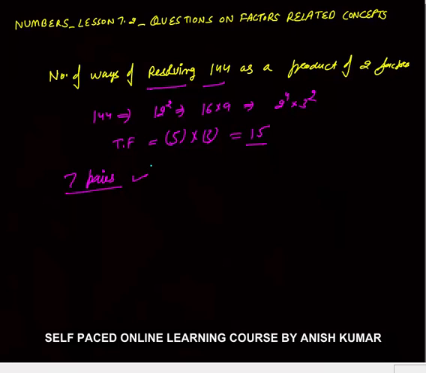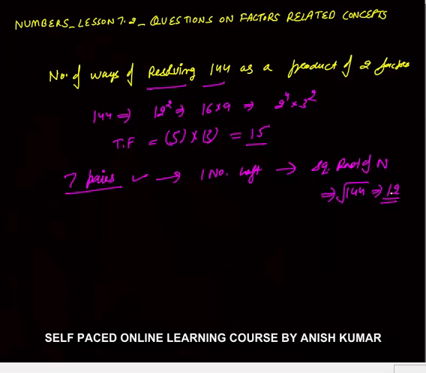7 pairs: first-last, second-last, third-last. So 7 pairs will be there, and one number will be left in between. That number will be the square root of n, in this case the square root of 144. So 12 will be left in between. So one pair would be 12 into 12, because we want to write 144 as a product of two factors. So 7 pairs plus 1 pair, this would be 8 ways of writing 144 as a product of two factors.